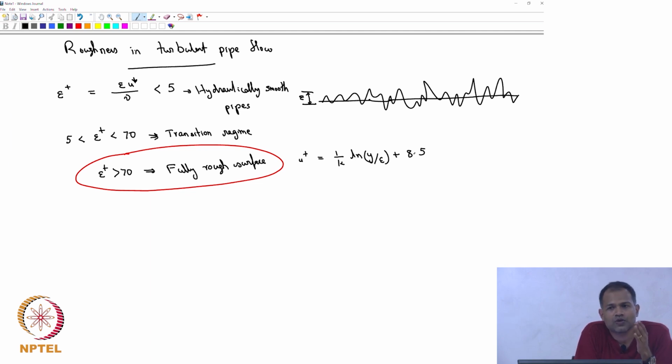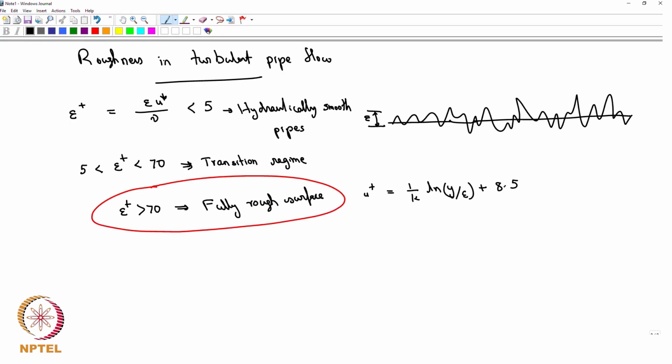But the point is that it's still logarithmic. It's a logarithmic law. The numbers are going to be different, and it's also dependent upon the roughness height. Is that clear? Yes, epsilon is the height. This is for a fully rough surface. From y plus of 30 we had the overlap layer. So what is the question?